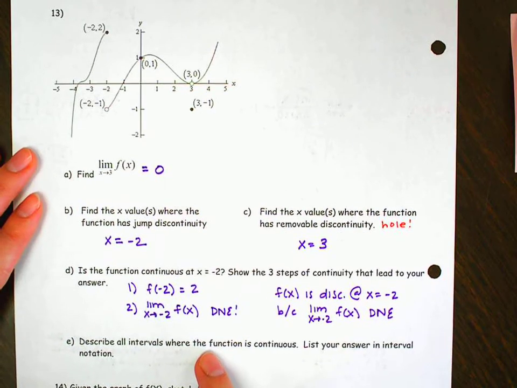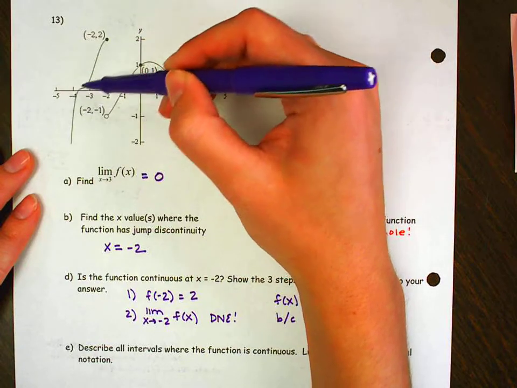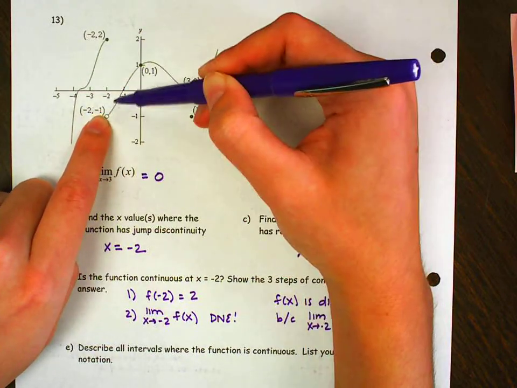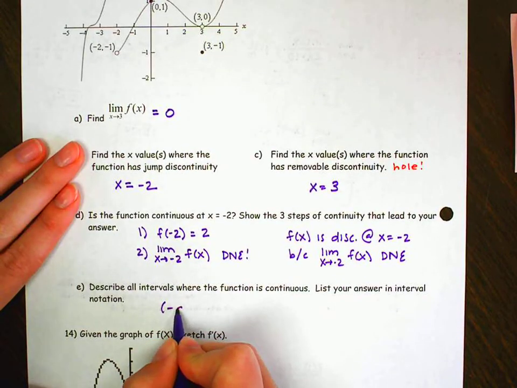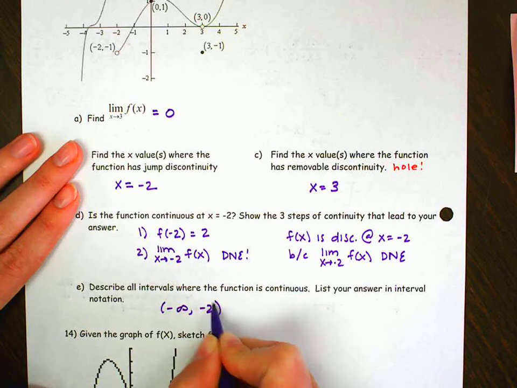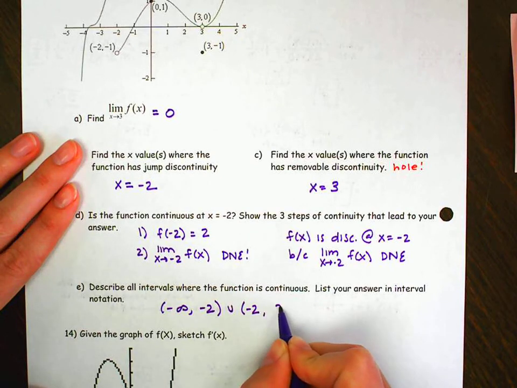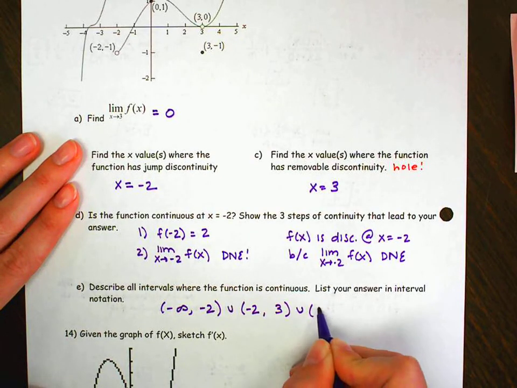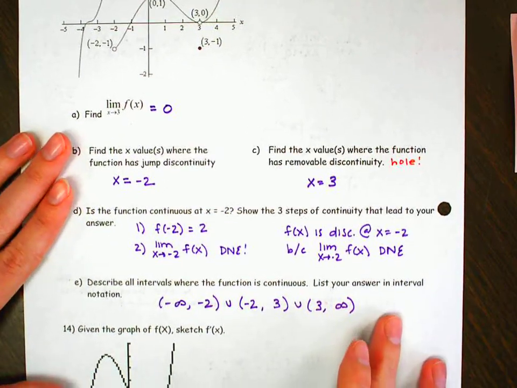Now we're going to describe the intervals where the function is continuous. So the places I have to pick up my pencil are here because of the jump and here because of the hole. So the function is continuous all the way up till the jump. I have to use a parenthesis because I don't want to include this point. But then I can start back up there for everything after it until I get to my hole. And then I can start back up after the hole all the way until infinity, as far as we can tell.